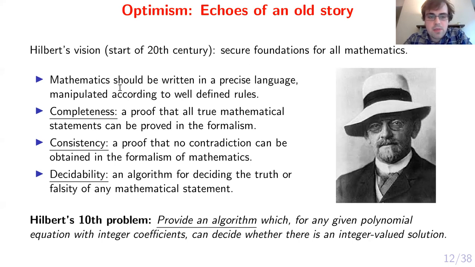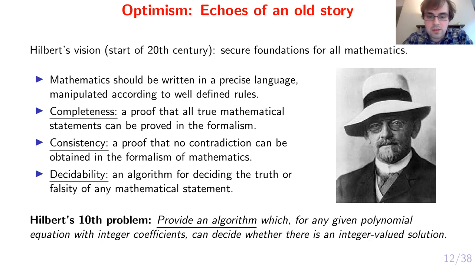The first was that mathematics should be written down in a precise language and manipulated according to well-defined rules. The second was completeness, that's a proof that all mathematical statements can be proved within the formalism. Consistency, a proof that you can never gain a contradiction. And decidability, which is particularly important for the theorems I'm going to present in this talk. That's an algorithm for deciding the truth or falsity of any mathematical statement.